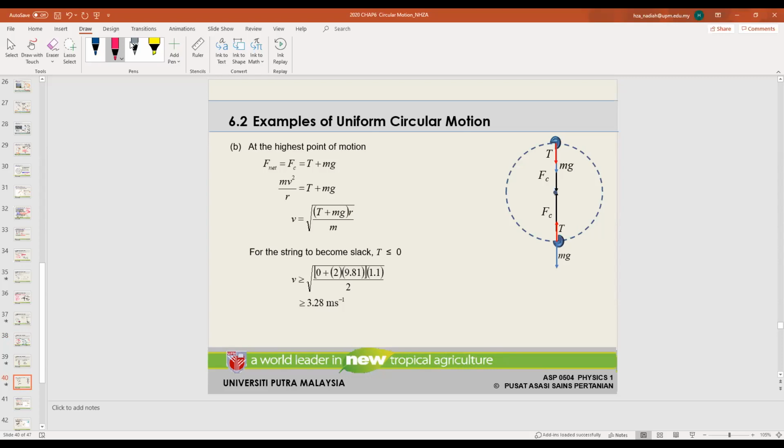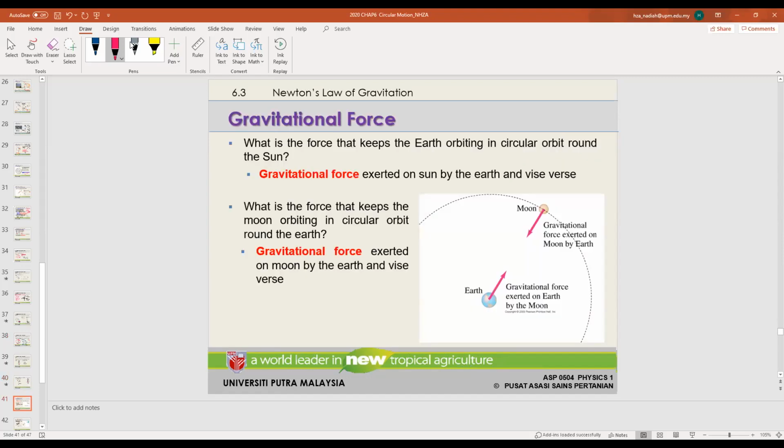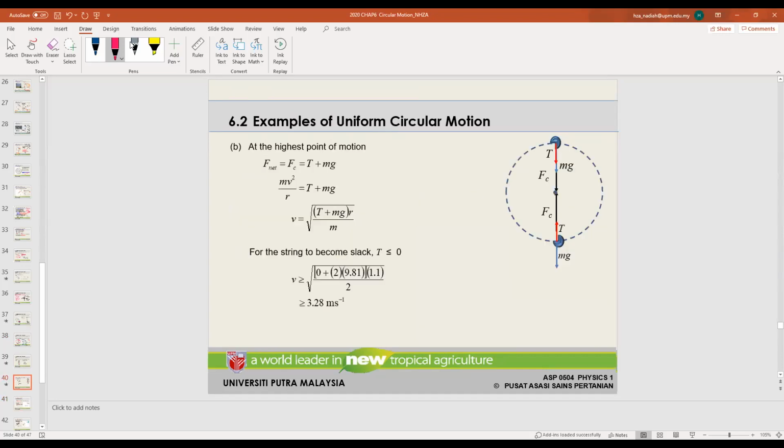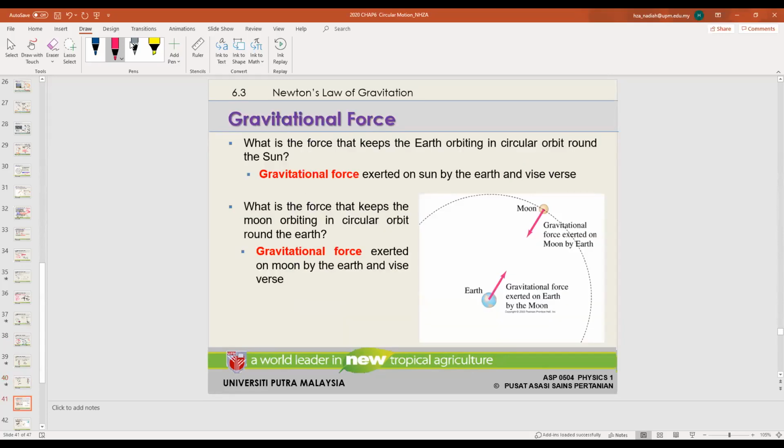Okay, tak apa. We will discuss this in next class. Do we have another example? Oh, we are going for gravitational force. Okay, tak apa. So next class, we are going to discuss this question again. Why the T is less or equal to 0. And then we will discuss on gravitational force. And you should have already watched the video about gravitational force, because I'm going to go really fast.